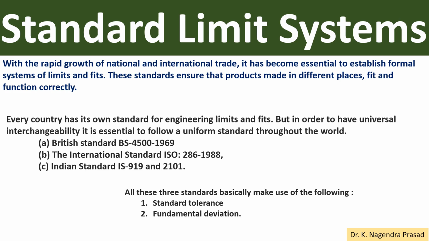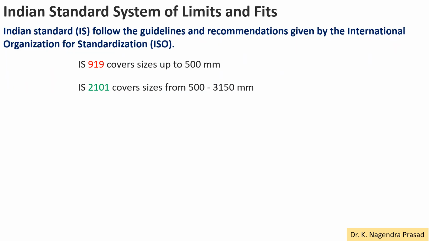All these three standards basically make use of the following standard tolerance and fundamental deviation. First, we have to discuss the standard tolerance. The Indian Standard system, that is IS, follows the guidelines and recommendations given by the ISO, that is the International Organization for Standardization, and the Indian Standard IS 919 covers the sizes up to 500 mm and IS 2101 covers the sizes from 500 to 3150 mm.